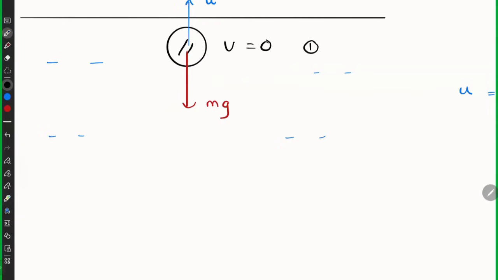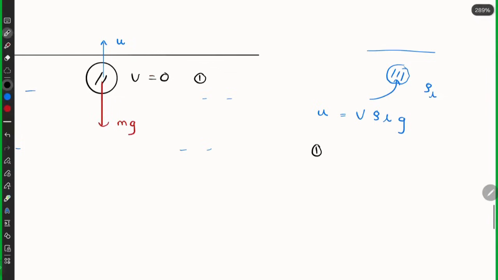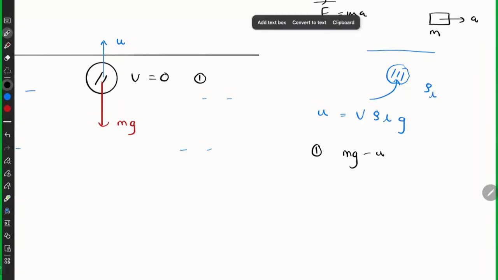I'll call this situation 1. So when you look at situation 1, mg minus U is going to be the resultant force. Now, you know F equals ma, right? So when there's a particular mass m that has an acceleration a, we say the external unbalanced force causing that acceleration a is F. It is the external unbalanced force acting on an object in a particular direction that gives a particular mass m a particular acceleration, right?